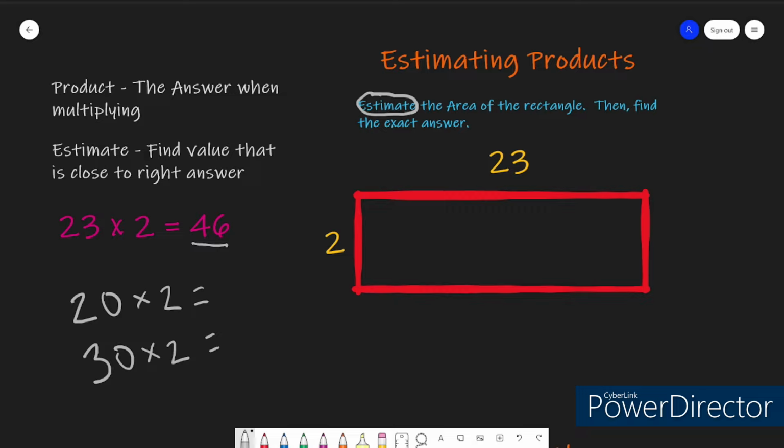So when we multiply 20 times 2, that is 40. And if we were to go about multiplying 30 times 2, that is 60. Which shows us that 40 is 6 units closer to 46 than 60 is from 46. And that is 14. Therefore, you'd want to go to the closer number, 20. And that is estimating using the area model. And to be clear, once again, estimating is finding a value or the answer that is closer to the exact or right answer. So let's look at estimating products in a story problem.